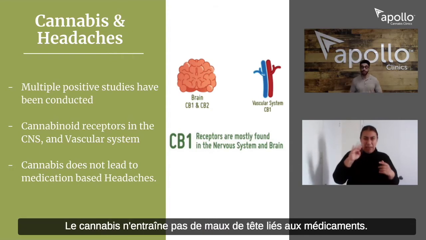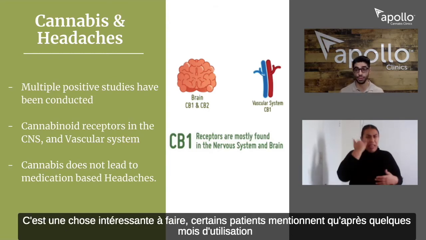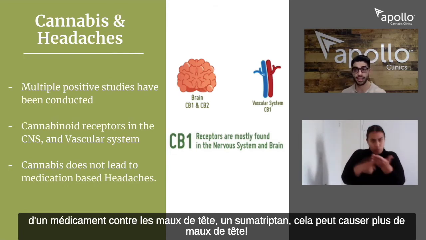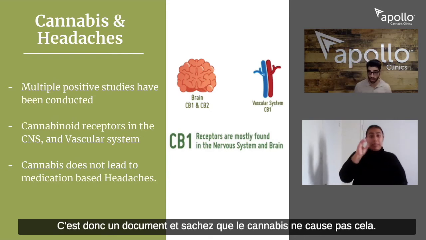Another very important thing that was mentioned in these studies is that cannabis does not lead to medication-based headaches. This is an interesting thing to go over. Sometimes patients who use medication for headaches will say that after a couple of months of using a sumatriptan, it causes more headaches than it helps with. So this is documented, this is known, and again, cannabis does not cause that in patients.